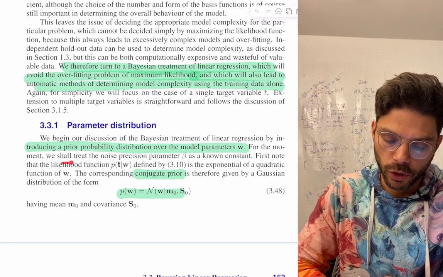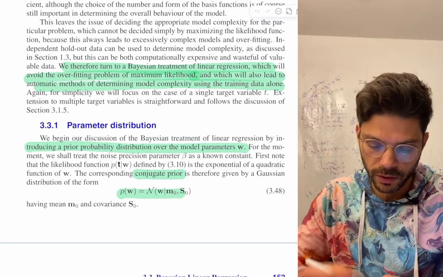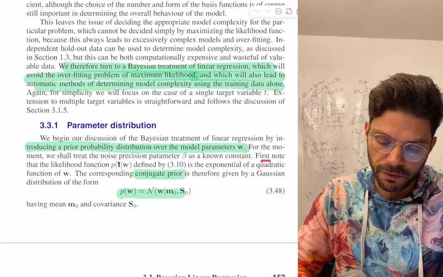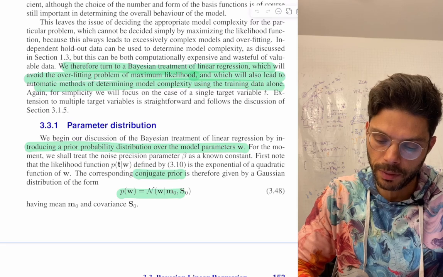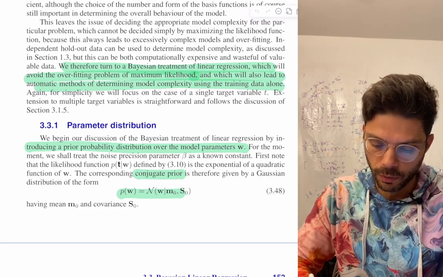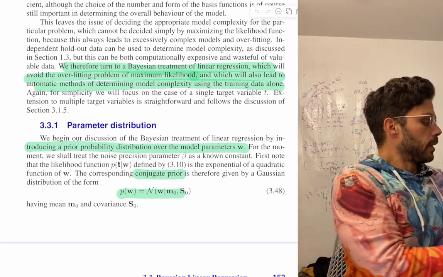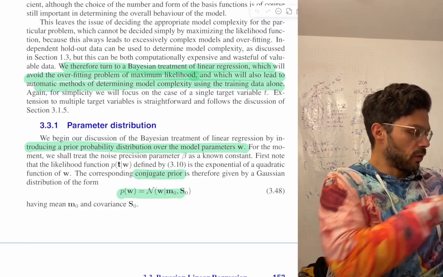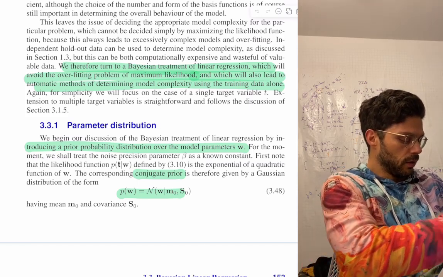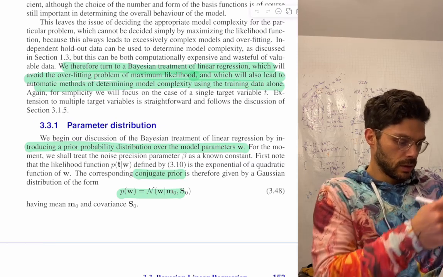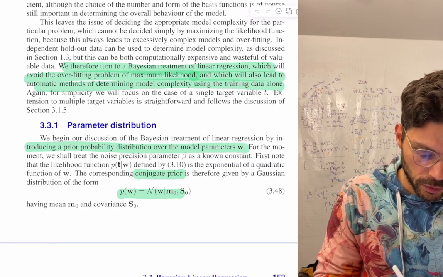So it gives you something to do rather than just complaining. Okay, for the moment we shall treat the noise precision parameter beta as a known constant. You'll see where it comes in. Now first note the likelihood function. So this is P of t given W, given by 3.10. I won't scroll up. Let me just grab it from the book, 3.32, and I'll write it in here so we don't have to scroll so much. Yeah, right. Okay, so here it is. This is what he's talking about.